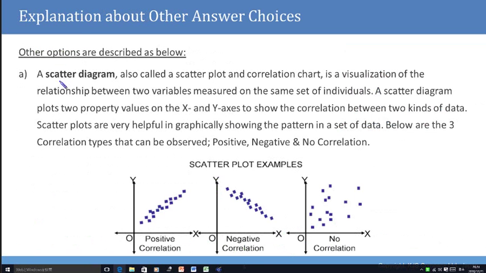Other options are described as below. A. A scatter diagram, also called a scatter plot and correlation chart, is a visualization of the relationship between two variables measured on the same set of individuals. A scatter diagram plots two property values on the x and y axis to show the correlation between two kinds of data. Scatter plots are very helpful in graphically showing the pattern in a set of data. Below are the 3 correlation types that can be observed: positive, negative, and no correlation.